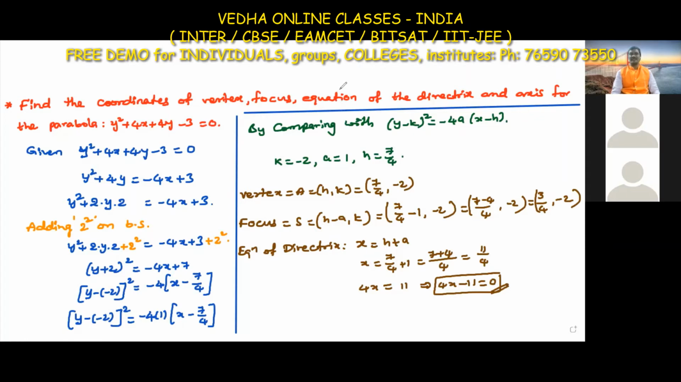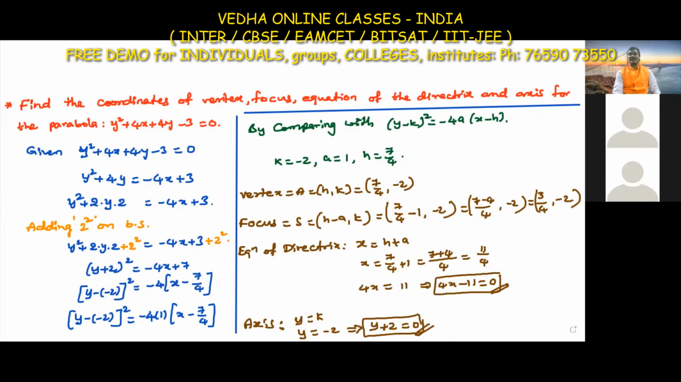After that, what is he asking? He is asking the axis of the parabola. What is the axis of the parabola? Okay, he is asking the axis. What is the axis? Axis of the parabola. Anybody? Y minus k is equal to 0. Very good. Y minus k is equal to 0, or y is equal to k. That means y is equal to, what is k value? K value is -2. Y is equal to -2, or y plus 2 equal to 0. This is the axis of the parabola.